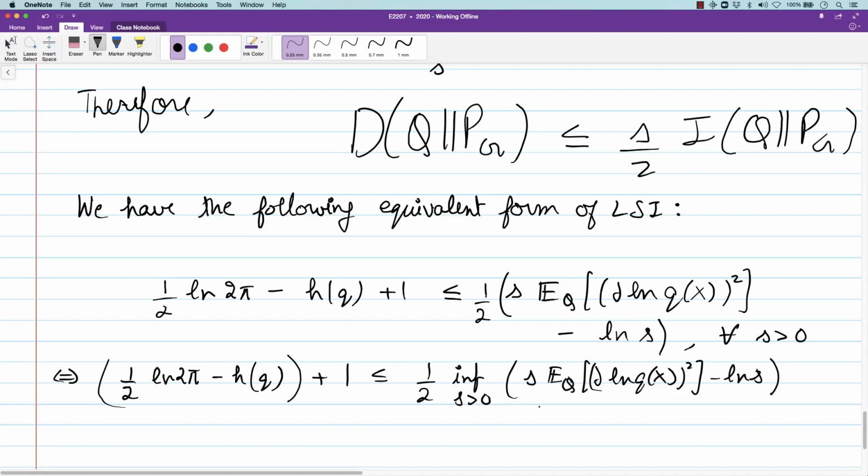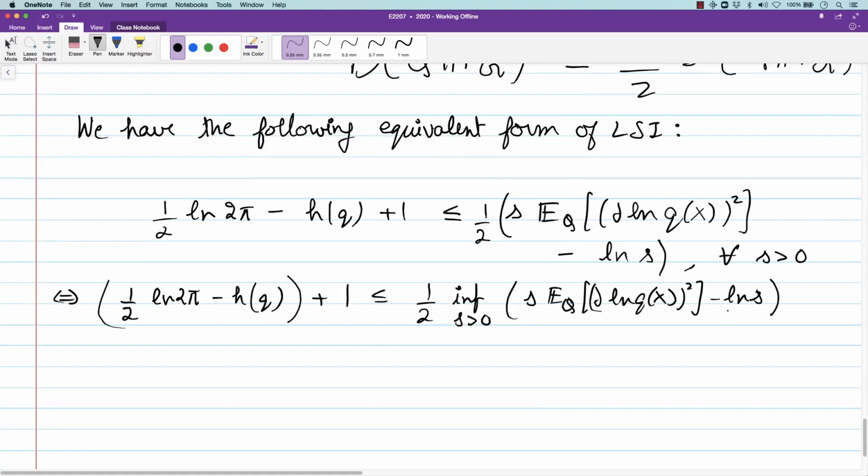We can just take the derivative. So when you take the derivative, this is 1 by s and this is this, so that it's attained for s equal to 1 by this. Okay. So when you put s equal to 1 by this, what you get is half of 1 plus ln expected value over q.